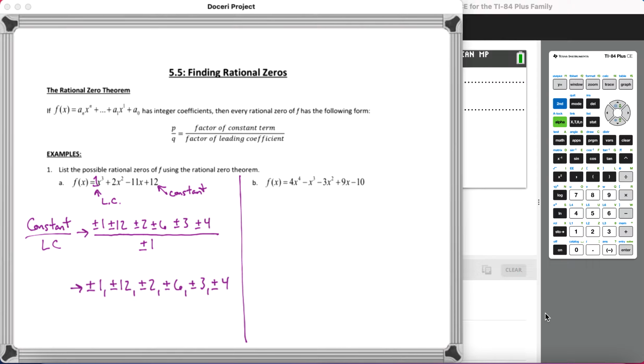For B, we're going to see the same thing here. We're going to identify the constant and leading coefficient. The constant is negative 10. The leading coefficient is 4. We're going to identify the factors of each of these. So the factors for the constant, even though it's a negative 10, we're still going to just work with it like it's a regular 10. The negative doesn't really affect this. So the pairs of factors that work for 10, you'd have plus minus 1 and plus minus 10. And you'd also have plus minus 2 and 5. My leading coefficient is 4.